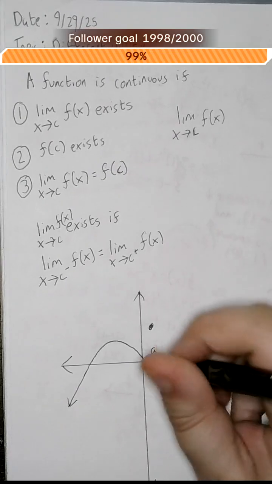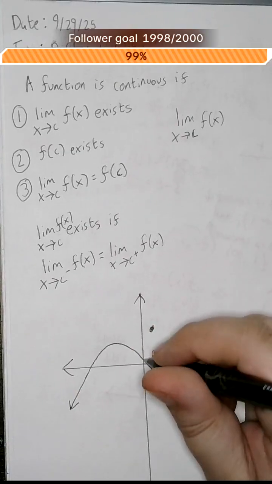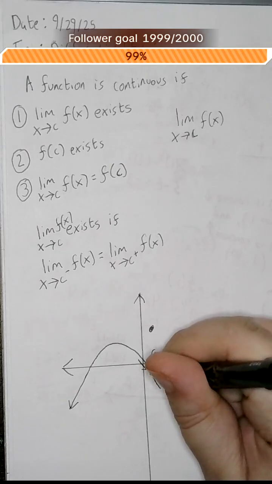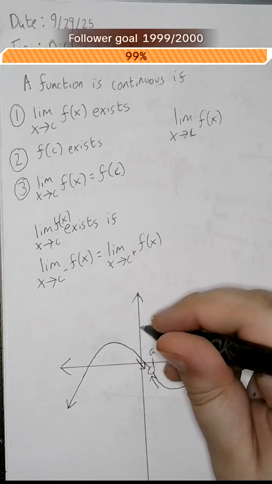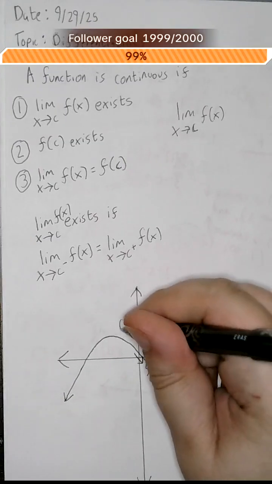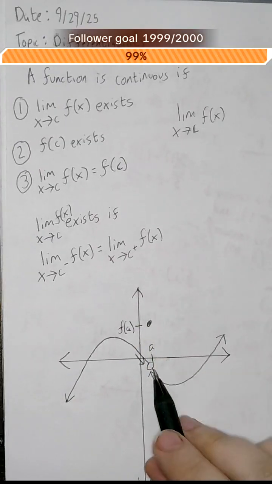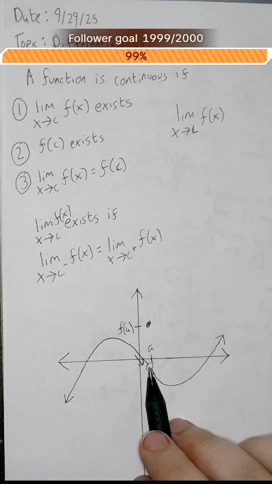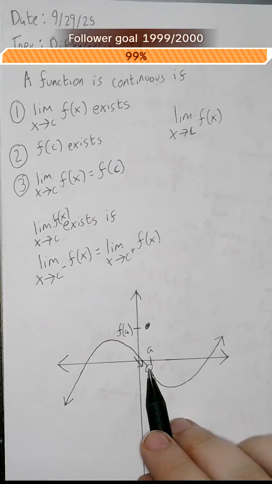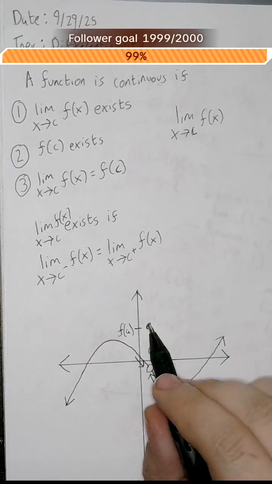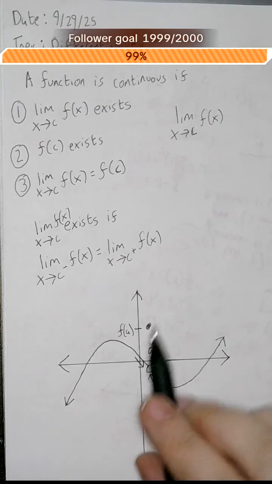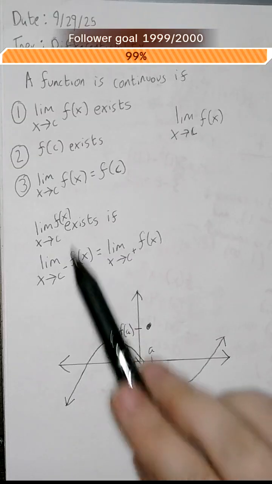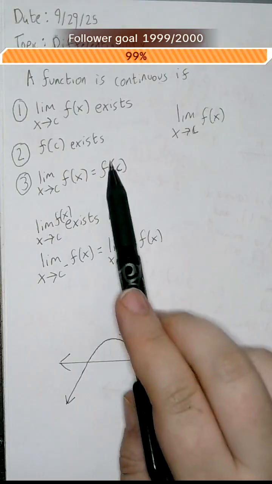So, as I approach A from both the left and the right, we see that it approaches this y value. Now, if we look, we have an open dot here and a closed dot here. This is a discontinuity.